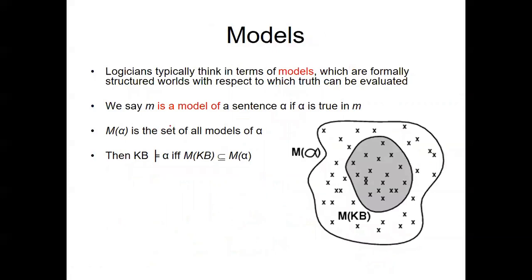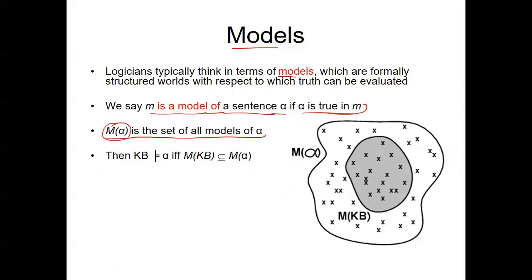Fine. Now let us try to understand what is meant by models. In the world of logic, logicians use the term models, which represent a world in which something is true. For example, we say that M is a model of a sentence alpha if alpha is true in M. So M of alpha is the set of all models where alpha is true.